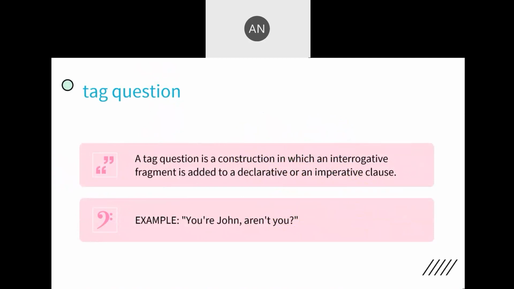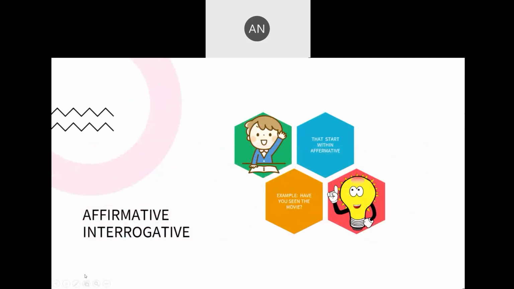So you have to note that "you are John" is a positive sentence, but when we add a question tag, it should be a negative tag. That you have to remember. You are John, that is a positive sentence, but the question tag is aren't you? So you have to be asking. Affirmative interrogative.